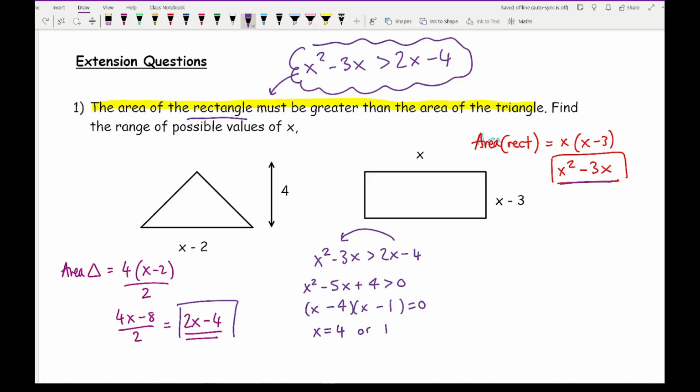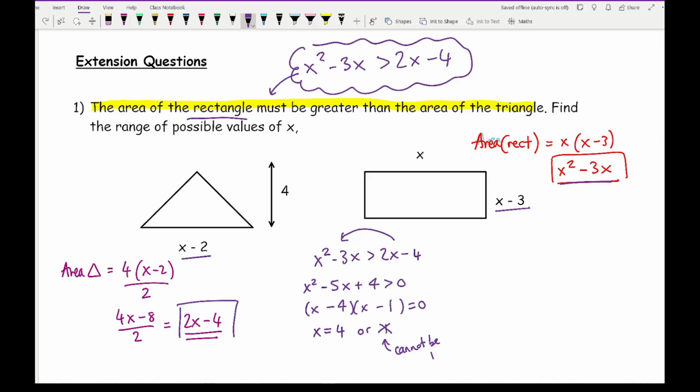So for this, let's just substitute that in now, because x can't equal 1, as this would therefore be negative. And so would this, and you can't have negative length. So the only value it can be is 4.